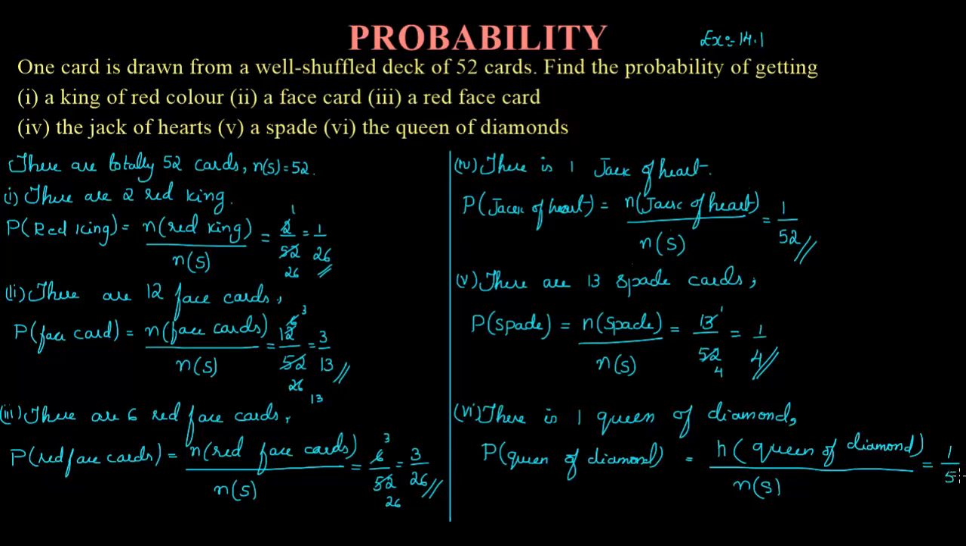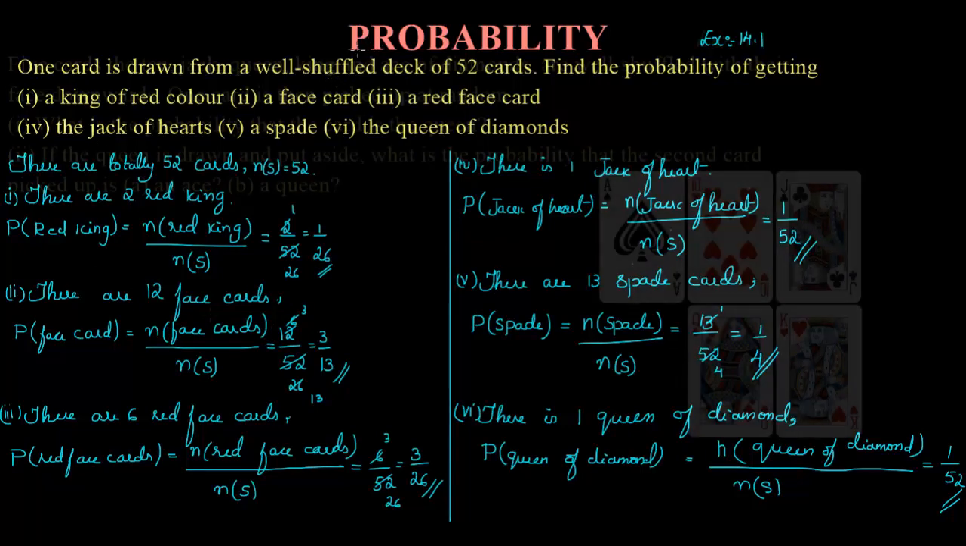1 divided by 52 is the answer. So this is how you will solve the problems related to cards. You need to understand clearly: if they have asked you about 52 cards, you need to know what cards are present, what colors are present, how many face cards there are, everything. Only then will you be able to solve card-related probability problems.